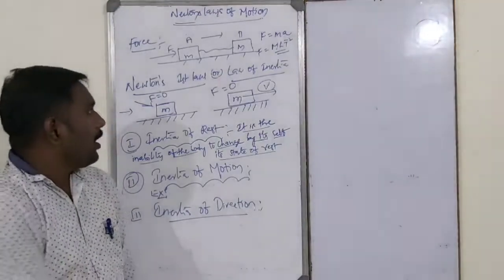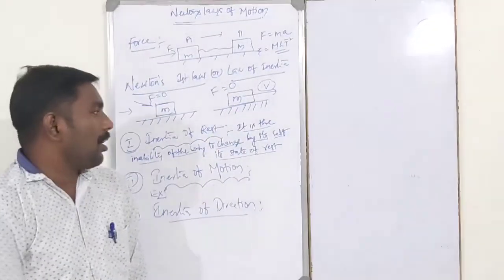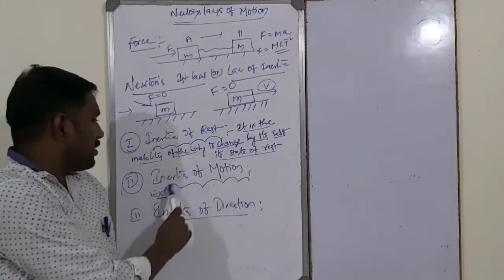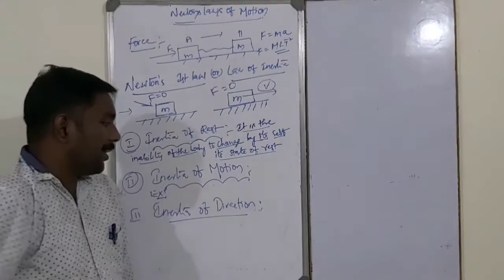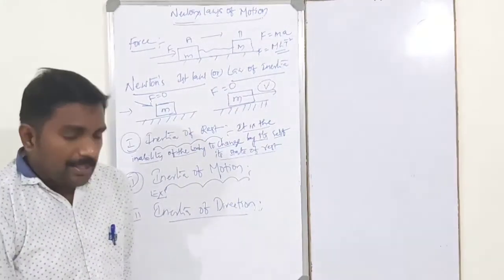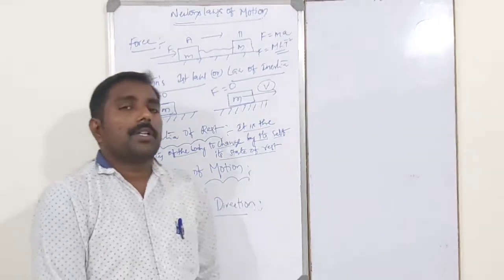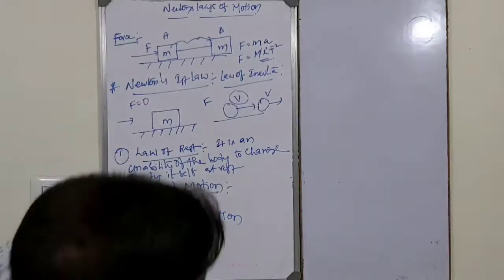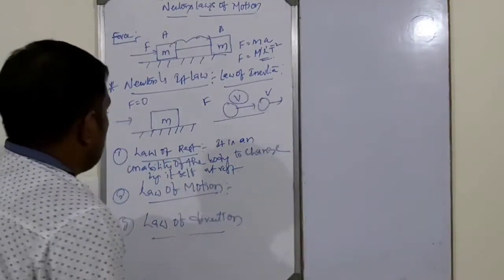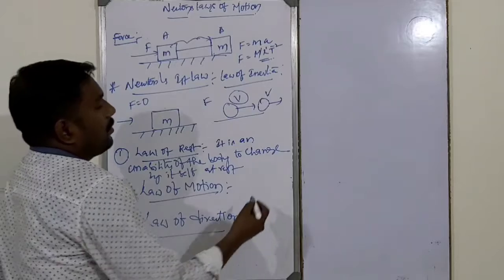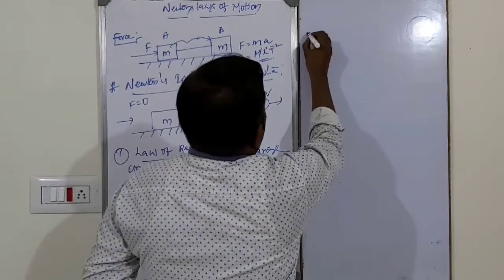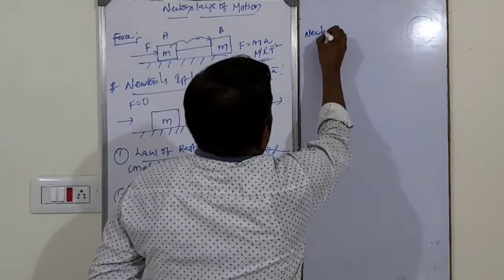So these are the types of law of inertia. There is inertia of rest, inertia of motion, inertia of direction. Now we will discuss the most important one, that is Newton's second law. Next, Newton's second law.